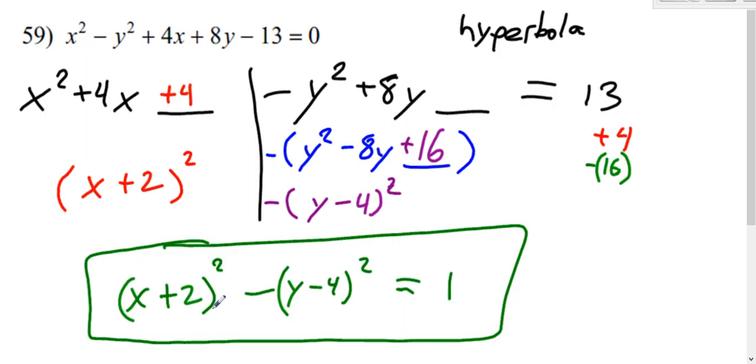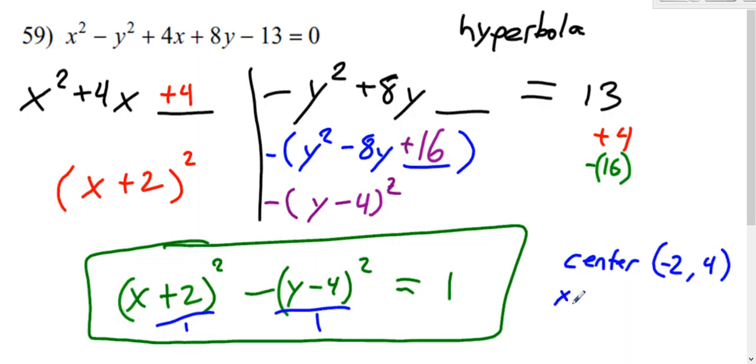So now you can graph. Just remember it's over 1 and over 1. So the center is negative 2, 4. Your x radius is 1. And your y radius is also 1. And since the x squared is positive, it will be open horizontally, so the two curves will be going opposite directions to the left and to the right.